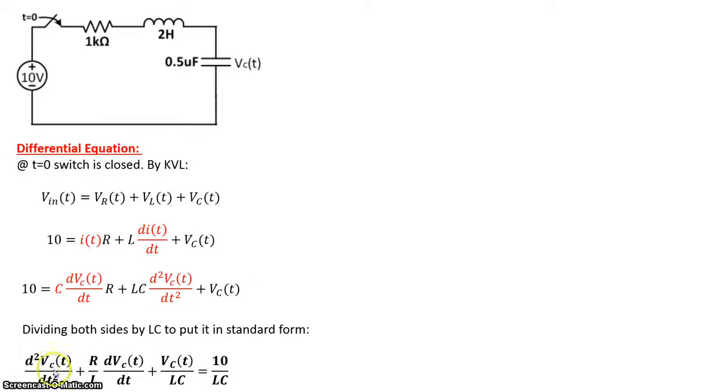But before we do that, let's figure out whether this differential equation has an underdamped response, an overdamped response, or a critically damped response. To do that, let's first figure out the natural frequency, omega n. So we can write down omega n is the square root of 1 over LC. In this case, L is 2 Henry, C is 0.5 microfarad, so 0.5 times 10 to the power minus 6, and if we calculate that, it comes out to 1000 radians per second.